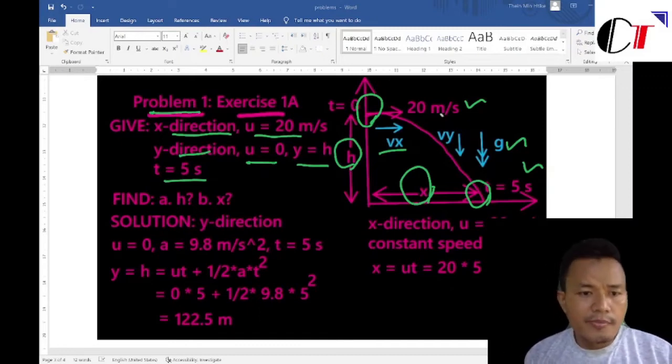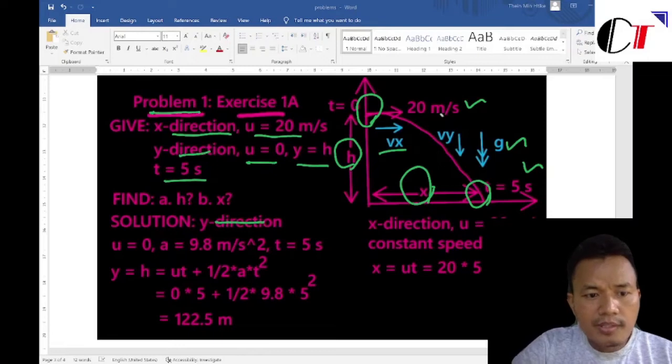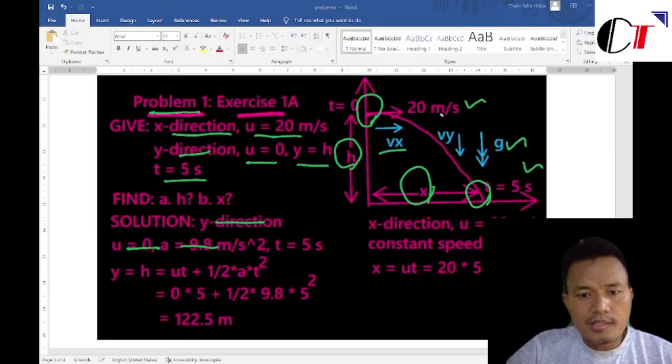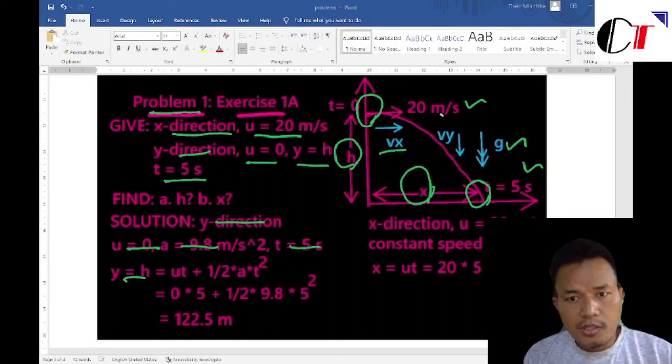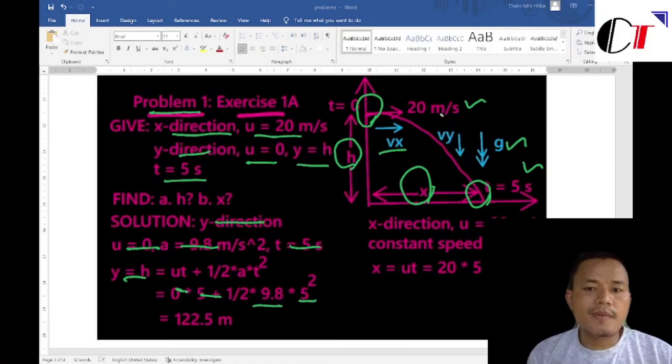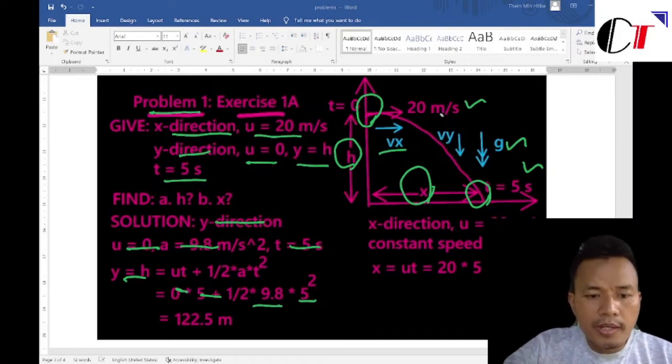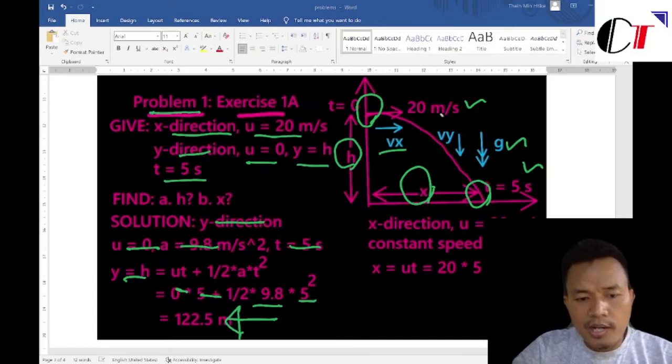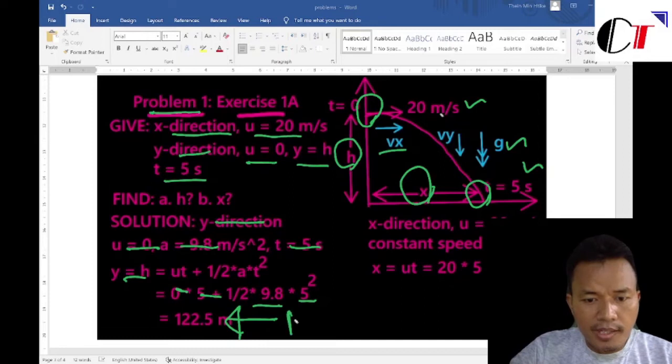Now if you look at the solution in the y direction, the initial speed u is 0, the acceleration is 9.8 meters per second squared, and the time t is 5 seconds. The distance in the y direction, for constant acceleration motion, is s = ut + half at squared. You know u is 0, a is 9.8, and the time is 5. After computing that, you will get the distance in y, which is just the height h, 122.5 meters. And this is the answer to part A.